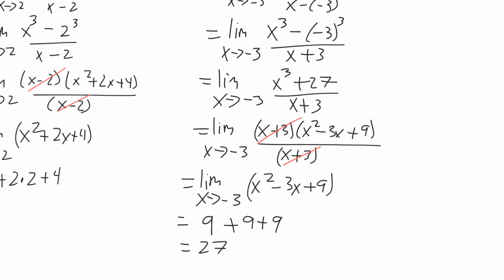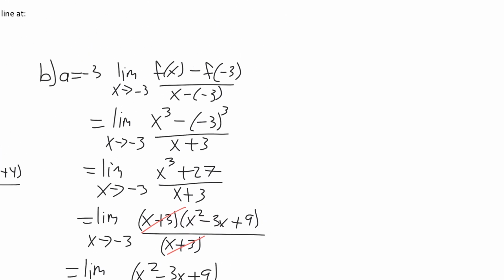Again, you could check this one if you want on your own. You could plug in y equals 27, and you would have to adjust to find the right y-intercept. But this would indeed be the tangent line over at x equal to negative 3. Now, let's go ahead and try part C.